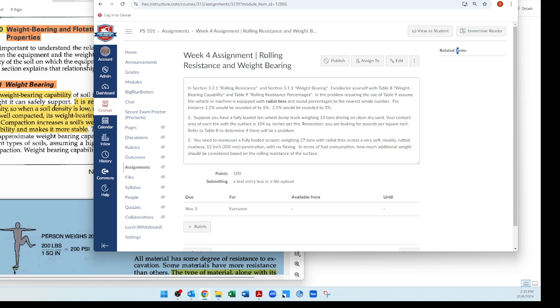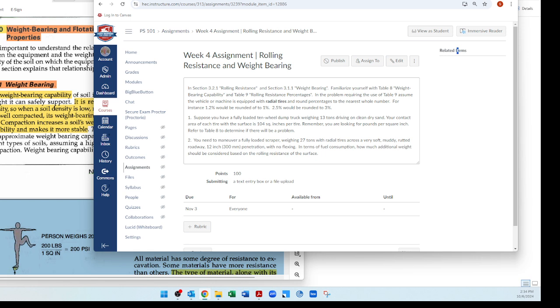Now, where's the dump truck? Fully loaded dump truck weighs 13 tons. So how many pounds is 13 tons? Well, you have to multiply 13 times 2,000. That means 26,000 pounds is the total weight. And what do you do with that total weight? You divide it by the total square inches, 1,040. That area multiplied by 13 tons, at 2,000 pounds per ton, is 26,000 pounds.